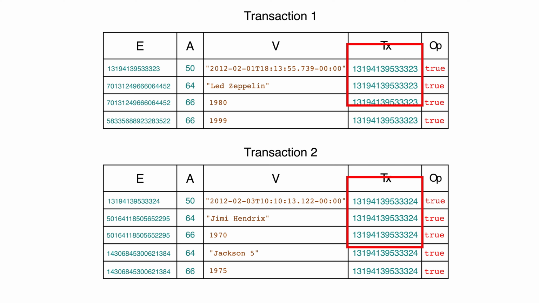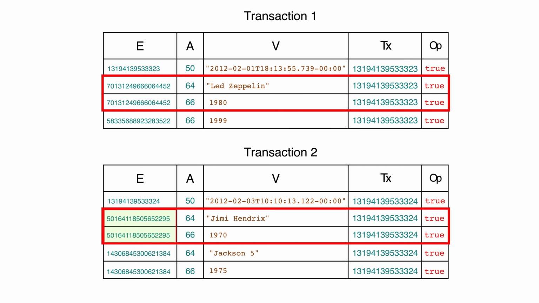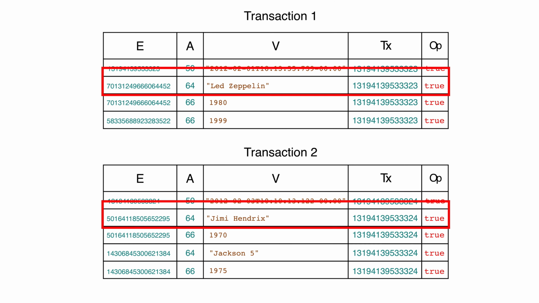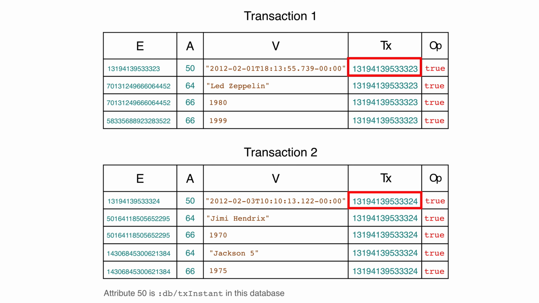Transaction IDs are themselves entity IDs. Since entities are just a bunch of datums with the same entity ID, transactions can have datums that describe them. Datomic assigns a dbTX instant for every transaction, so every transaction knows the wall clock time it was recorded in the database.